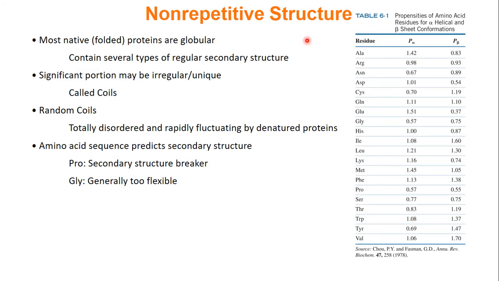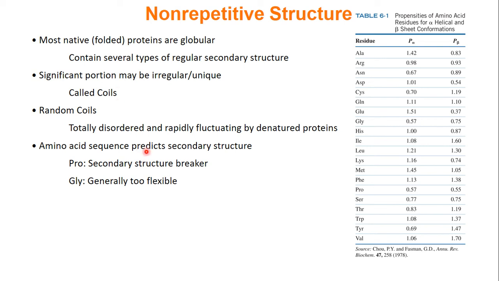Now, most proteins are globular. So most native folded proteins are globular. And these proteins contain a lot of different types of secondary structure, both alpha helixes and beta sheets, but they can also have irregular or unique secondary structure. If we don't have a nice name for that, we call it coil. Now, you can have different types of coil. A random coil means you actually don't have structure. It is adopting different shapes all the time, and you can't get an actual structure. A coil does have actual structure. It's just not classified as an alpha helix or beta sheet.